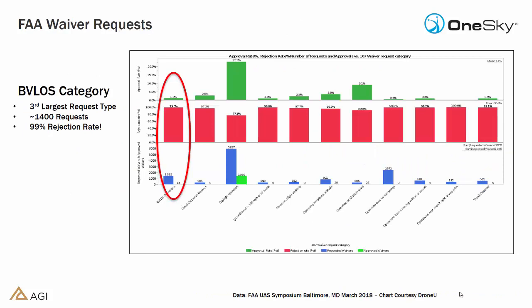And currently, as of March of this past year, beyond visual line of sight was the third highest requested waiver submitted to the FAA. But it also has a 99% denial rate, right? So these are extremely difficult to get and really require, I think, from the FAA's perspective, a very well prepared and well-designed safety case around those operations.